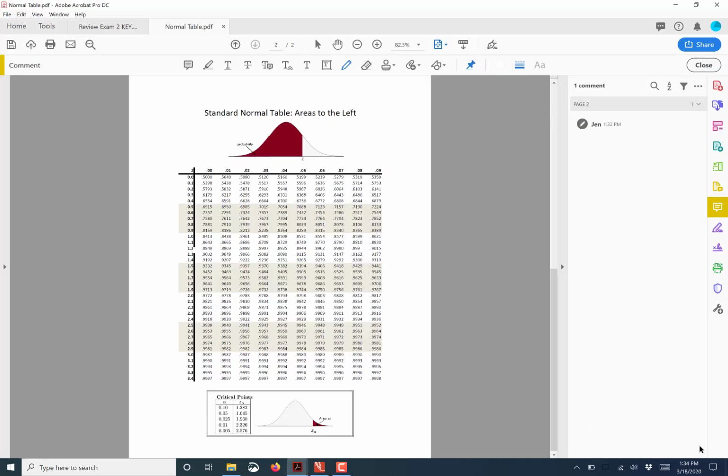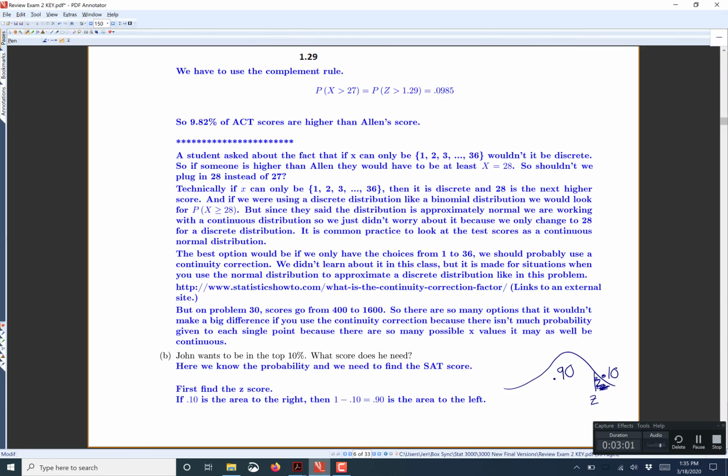So inside your table, you always have the areas in the inside of the table. We're looking for 0.9, so that's going to be on the second page. And I look for the closest thing I can get to 0.9. And it looks like the closest I can get is probably this 0.899 something. So that is going to be z equals 1.28. So z equals 1.28.